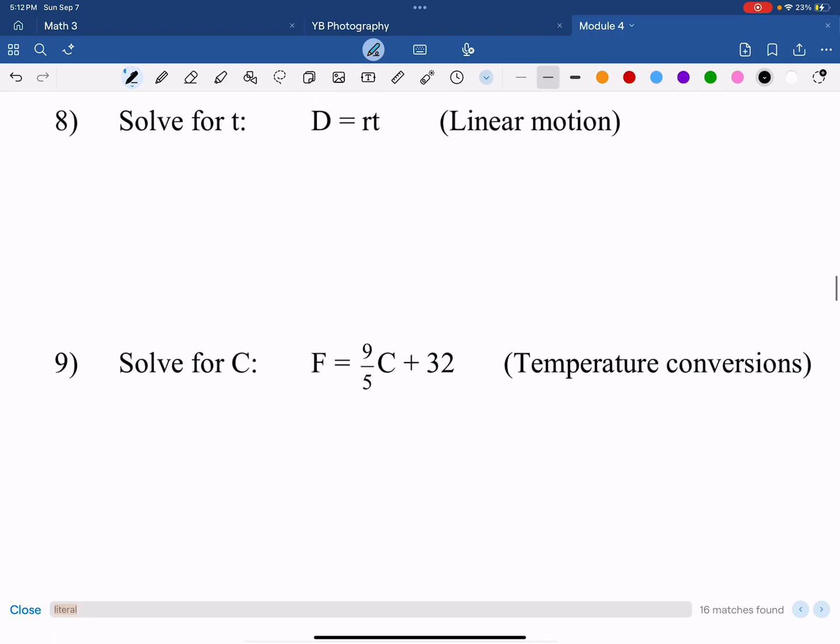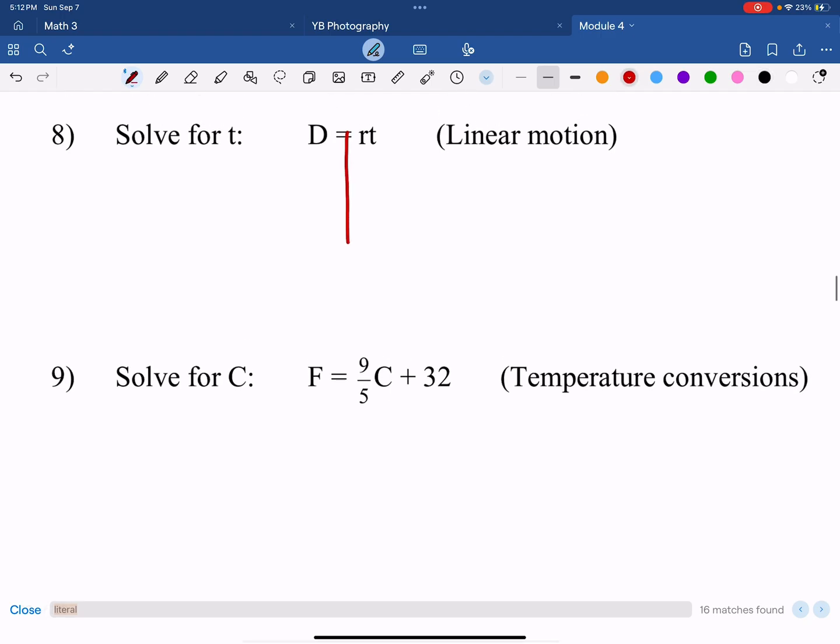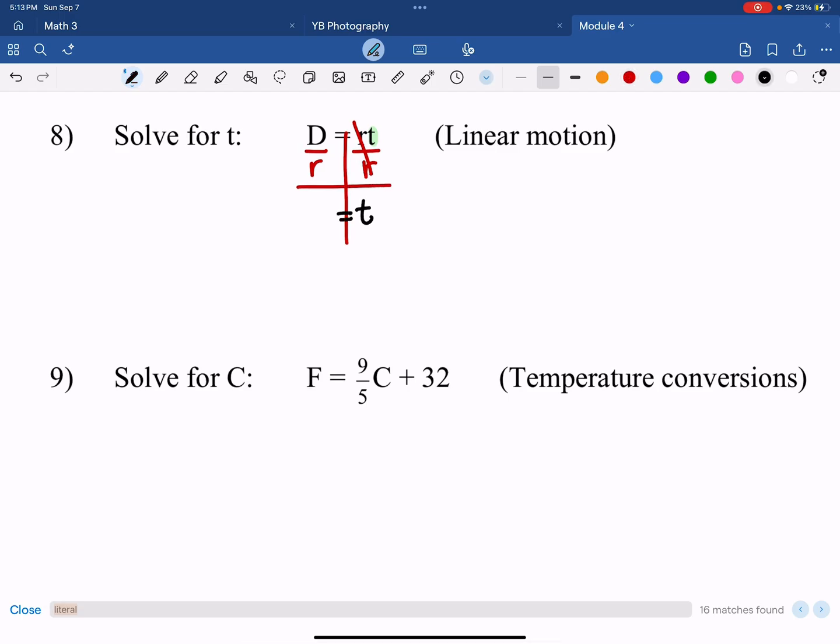Solve for T. Okay, let me go ahead and get myself set up here. T is only being blocked by one letter here. I've got the T right there. The only letter that is currently blocking my T from being by itself is that R. They are right next to each other, which I'm hoping you're all saying in your head means they're multiplying, which means I can divide the R on both sides to get rid of it. Okay, those cancel. You're left with a T on this side and D over R on the other side. So T equals D over R.